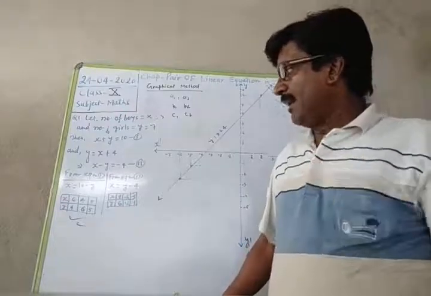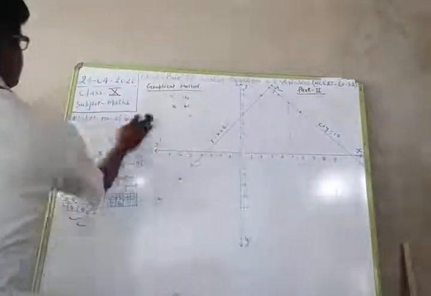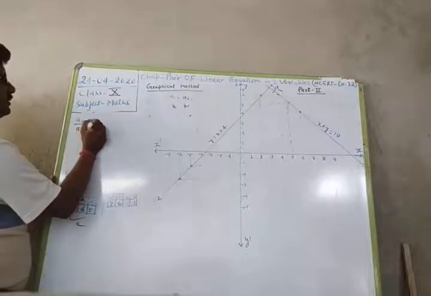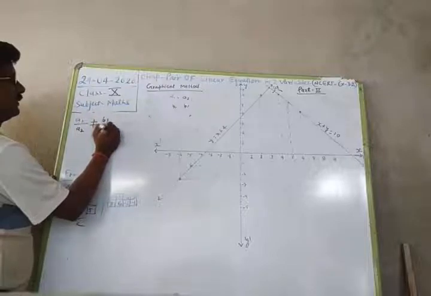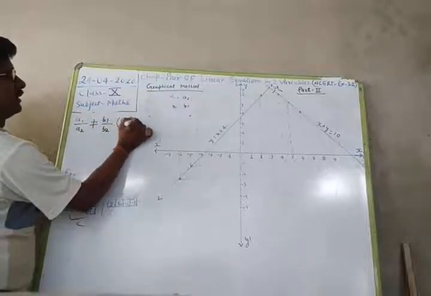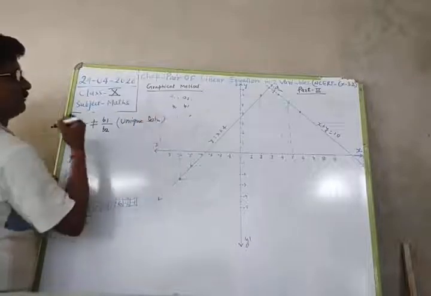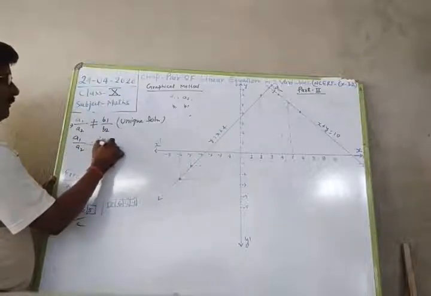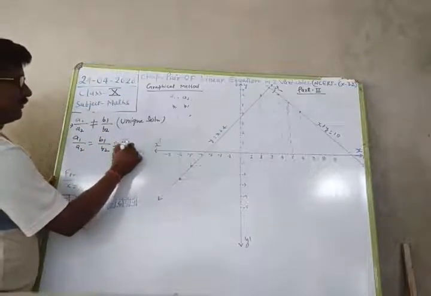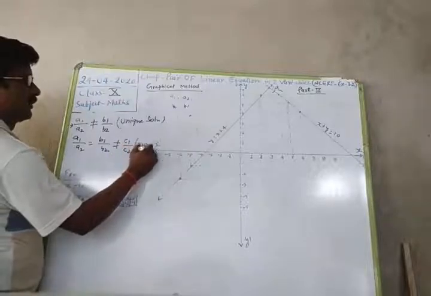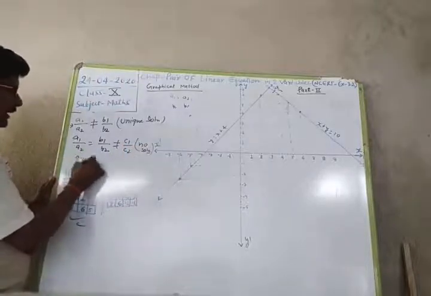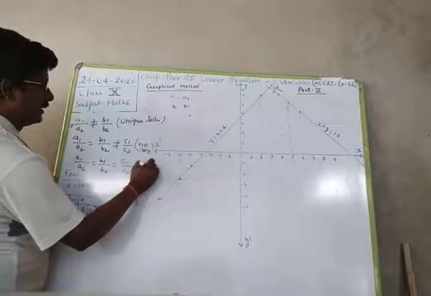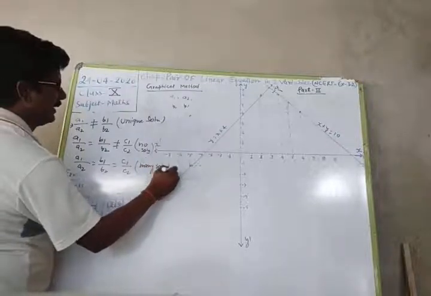So this way we know A1, A2, B1, B2, C1, C2. And after writing this, we can say if A1 by A2 is not equal to B1 by B2, then it must be a unique solution. If A1 by A2 is equal to B1 by B2, but this is not equal to C1 by C2, then it has no solution. If A1 by A2 is equal to B1 by B2 is equal to C1 by C2, then the equation has many solutions. So this way we can check.